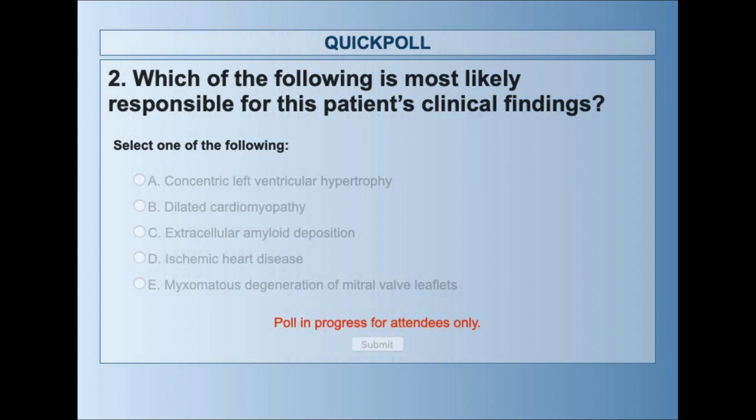Wonderful. We'll give all of you a few seconds here to submit your responses. In the meantime, I'm seeing a lot of questions about step 1 changing to pass-fail, and whether you should take your exam now or wait.